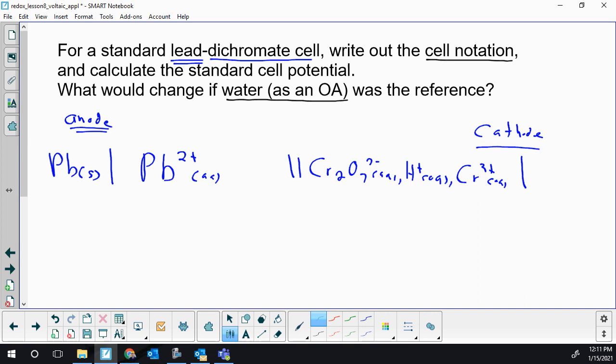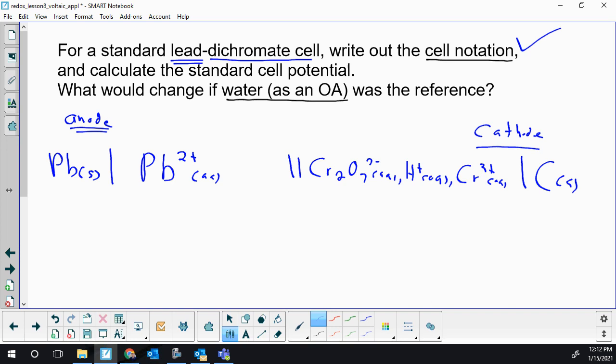So I need to use one of those inert electrodes. Can anybody tell me an inert electrode? I'll use whatever one you tell me. There's two options. Erica? Carbon. Perfect. That's the one you'll see on Monday. You'll use a carbon inert electrode. So that is the cell notation for this standard lead dichromate cell.